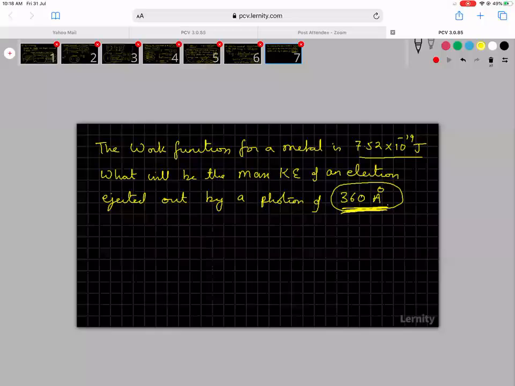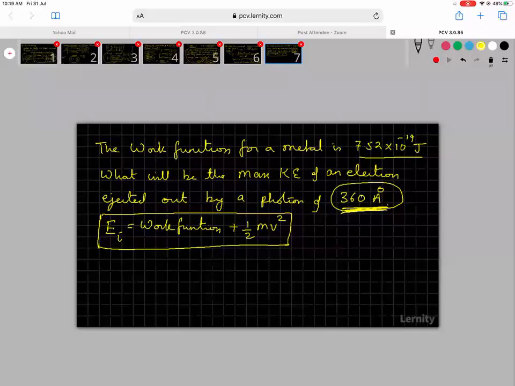So let us find out. So the way we go ahead is, we know that energy incident is equal to work function plus half mv square. Energy incident is equal to work function plus half mv squared. So I'll try to find out each one of them. Energy incident is equal to hc by lambda.